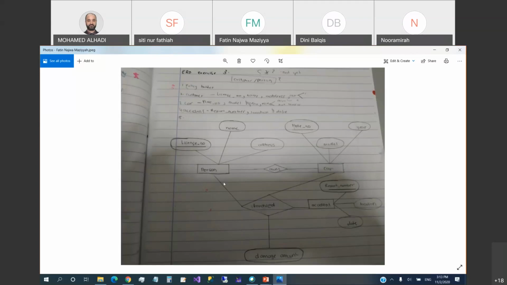Then here, this line is not correct. We have to remove it. Then after that we have a line between the car and accident. So a car could be involved in an accident, and damage amount belongs to the relation. If the relation has an attribute, in this case, this relation is going to be an associative relation, right? Because this relation is going to be a table and relation at the same time. But here you put an attribute and you did not put the box on the relation. This attribute actually belongs to the accident. It does not belong to the involvement, because the information of the accident, the report number, the location, the date belongs to the accident. So this is wrong. We have to link the damage amount to the accident.